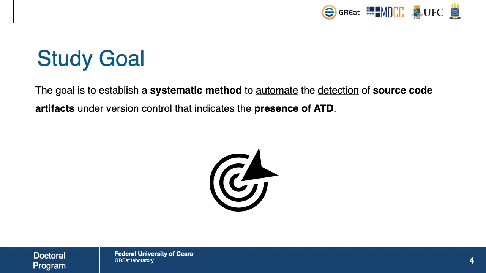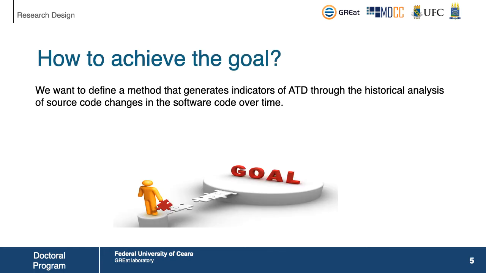What's the purpose of our study? The goal is to establish a systematic method to automate the detection of source code artifacts and version control that indicate the presence of ATD. So, how to achieve the goal? We want to define a method that generates indicators of ATD through the history analysis and source code changes in the software code over time.